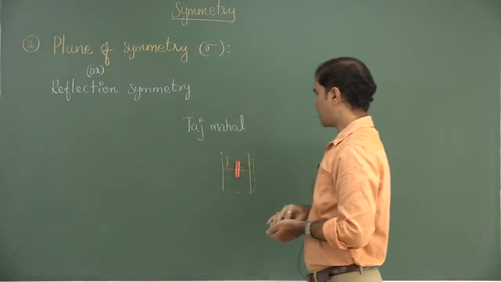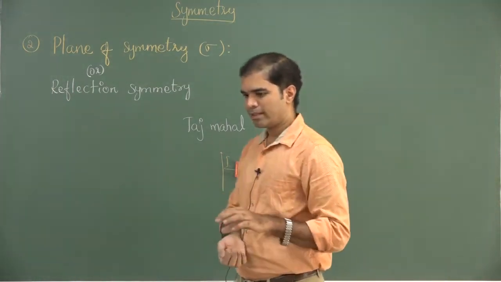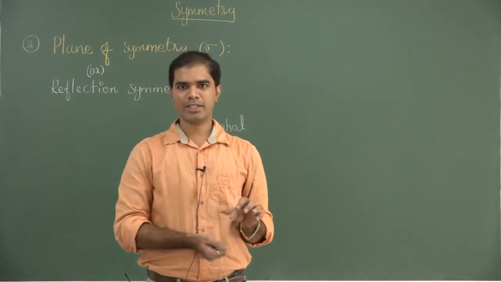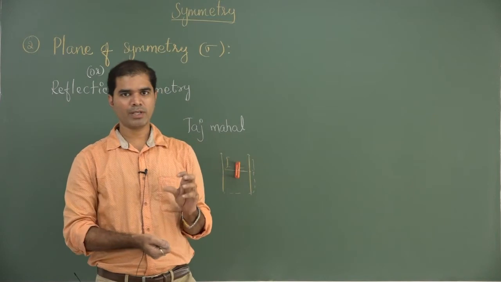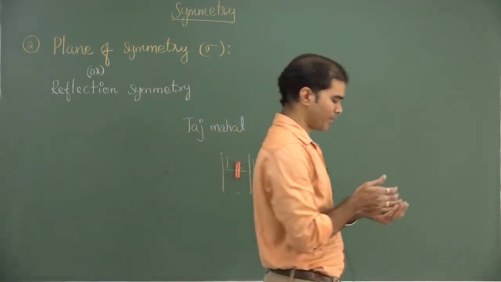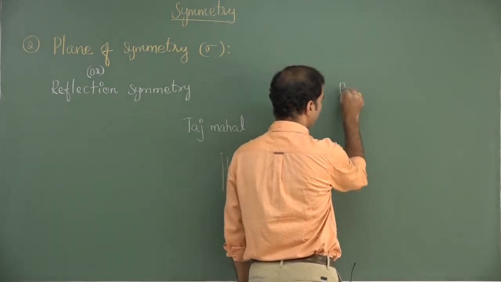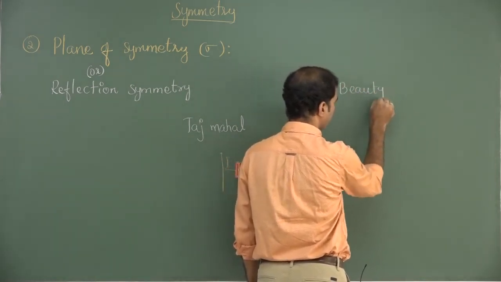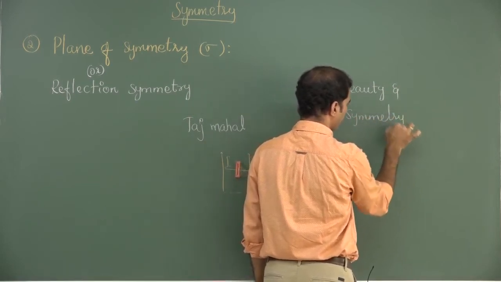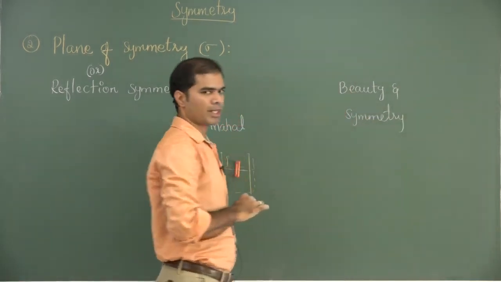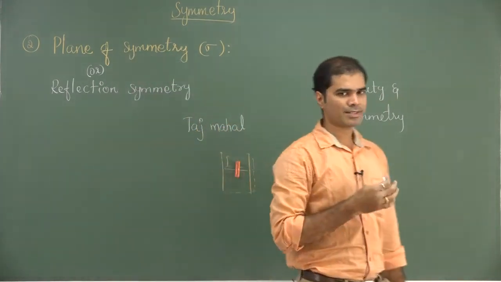So what scientists have done is a simple experiment. They were watching all the symmetrical things, and then they were attributing the beauty of that particular monument or some particular thing to symmetry. Because most of the scientists were thinking that beauty and symmetry are purely related. Whichever thing is beautiful has to be symmetrical. That is what they were thinking for several years.